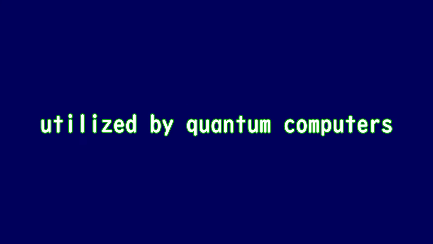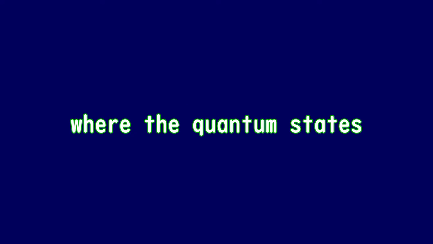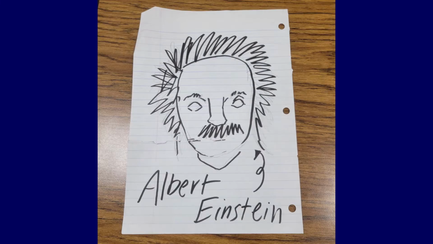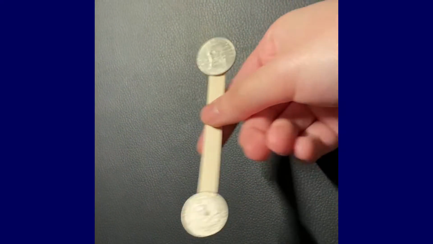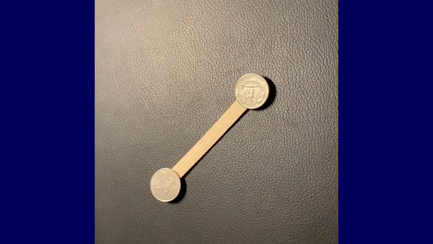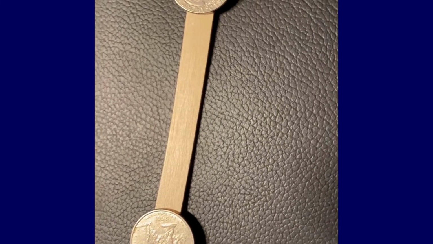Entanglement is another one of the cool and quirky concepts utilized by quantum computers, where the quantum states of multiple objects, or in this case qubits, must be described in reference to each other, even if the individual objects are separated. This is otherwise known as spooky action at a distance, from Mr. Einstein. An easier way to think of this is like flipping two coins. Normally, the result of one coin wouldn't influence the other. However, with two entangled coins, if one coin flipped on its head, then the other would too.